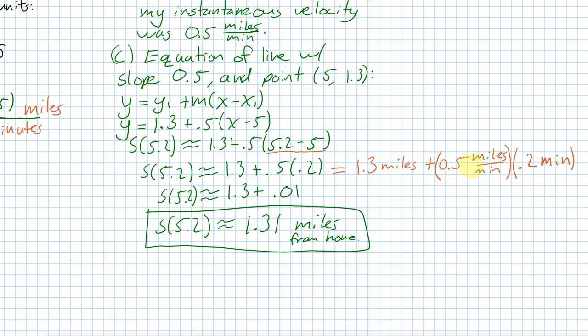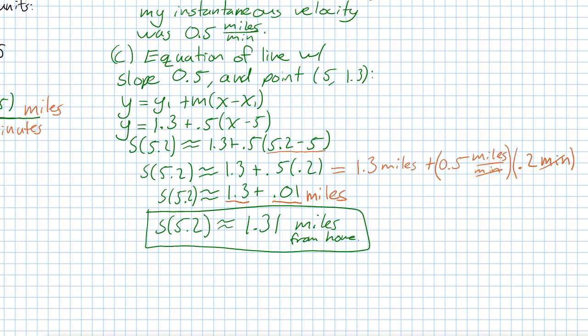So if you're going 0.5 miles every minute for 0.2 minutes, then you can really think of the units as canceling out here. You get a number of miles. So that's why this result here means 1.3 miles plus 0.01 miles. As you can think of the units as canceling out, which is basically what really happens.